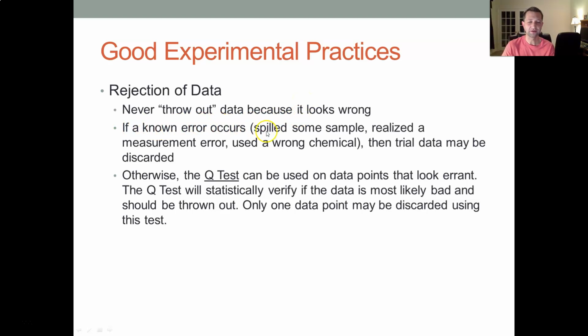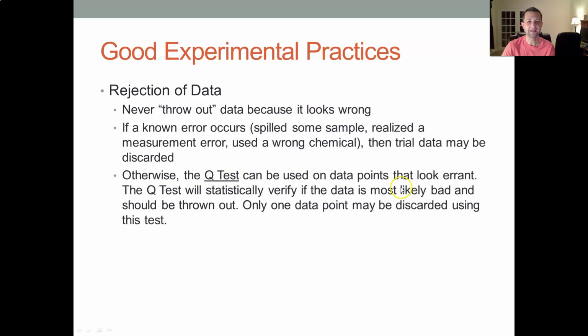If a known error occurs, say some blunder did occur in lab where you spilled something, you realize you measured something wrong, like you forgot to hit the tare button, or you used a wrong chemical, or you didn't read the procedure the right way, then get rid of that data point and do that part of the experiment over again. That's allowed, okay, so those are known errors or blunders that occur in the lab. But if you follow the procedure as is, and there are no known blunders or mistakes, then you can't just get rid of a data point because it looks bad and it bothers you, okay?